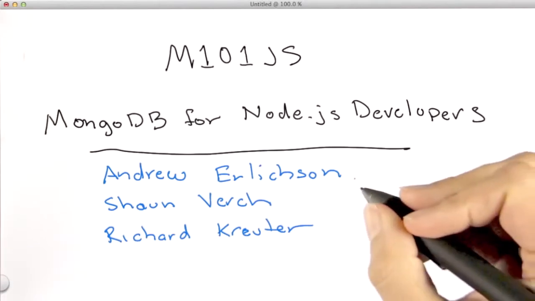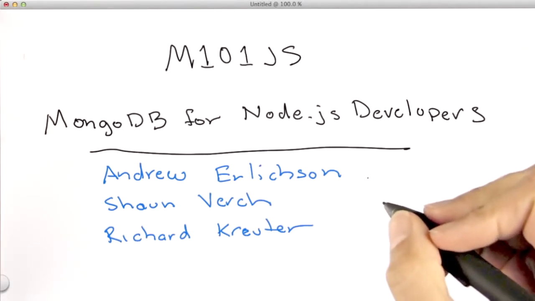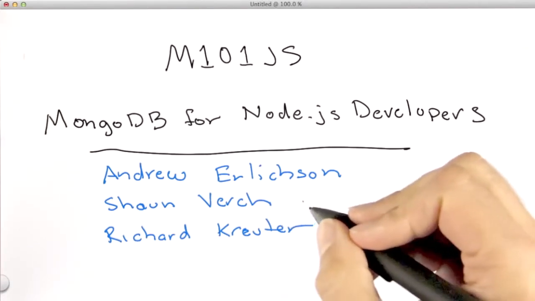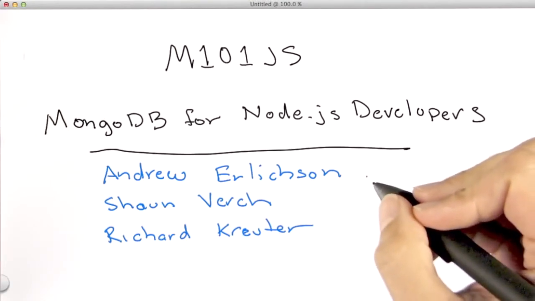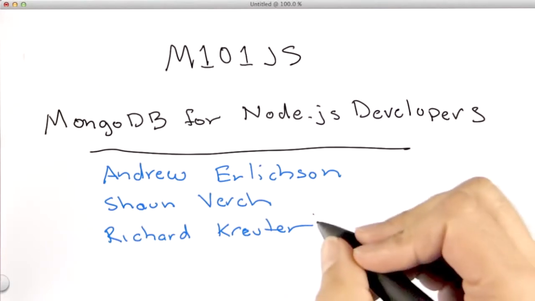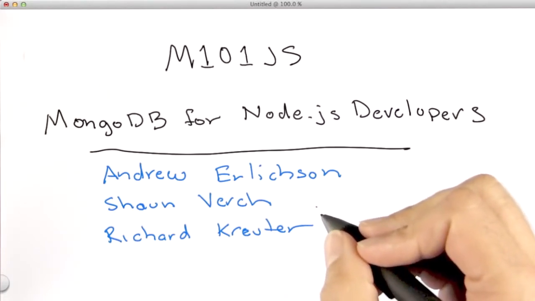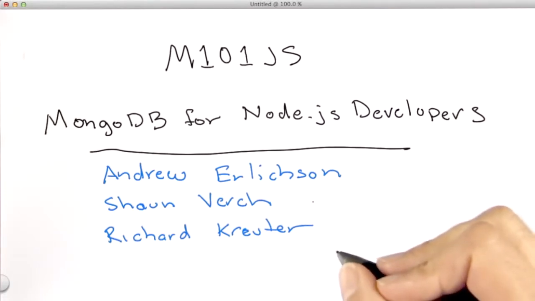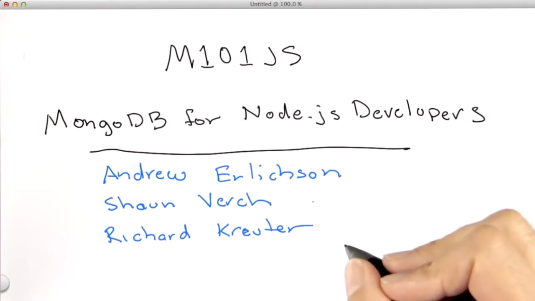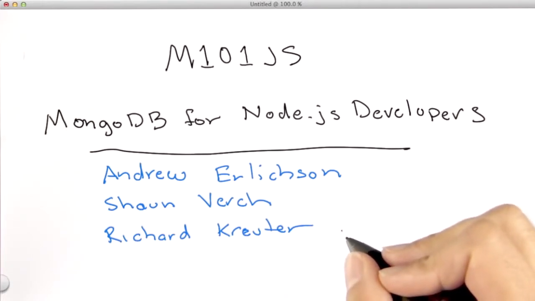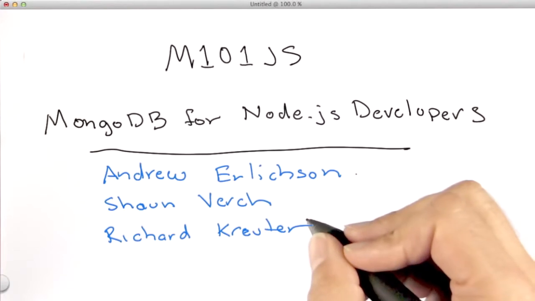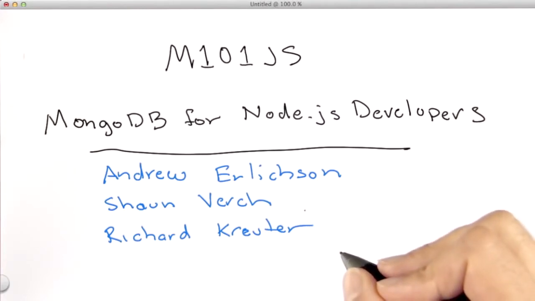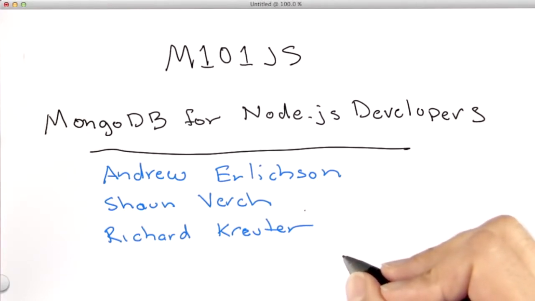My name is Andrew Ehrlichson, and I'll be teaching this course along with Sean Virch and Richard Kreuter. I'm going to be teaching the more general MongoDB parts, and Sean is going to be teaching the Node.js parts, and Richard mostly shows up in the second week where he goes through all the ins and outs of the MongoDB shell and the query language. I'm VP of Education here at Tengen. Sean is a software engineer, and Richard Kreuter is a consulting engineer.